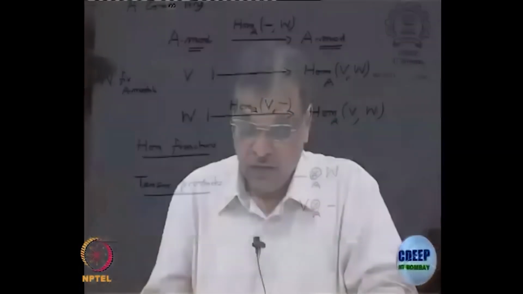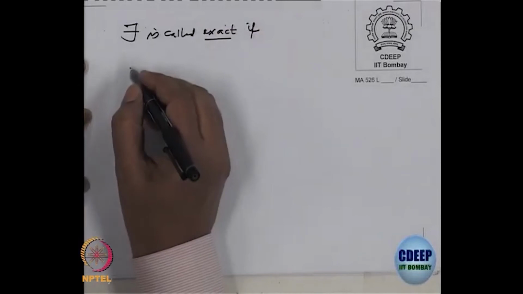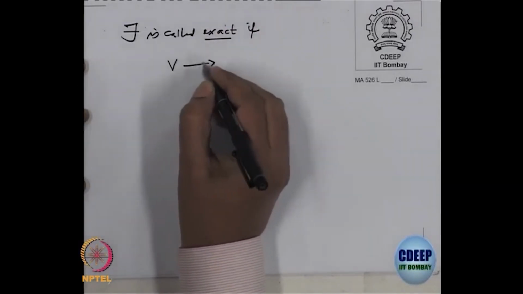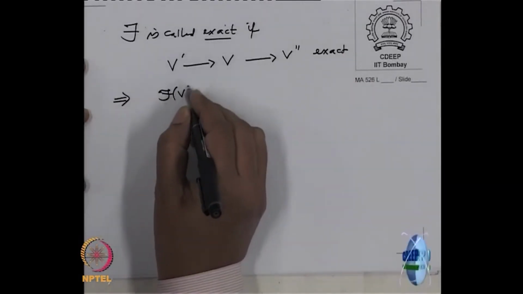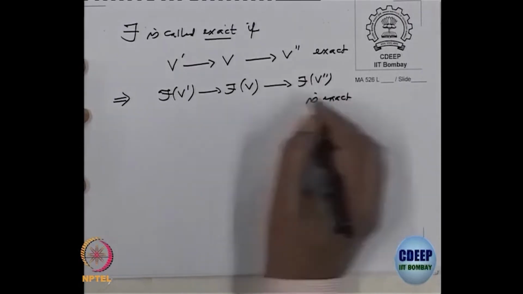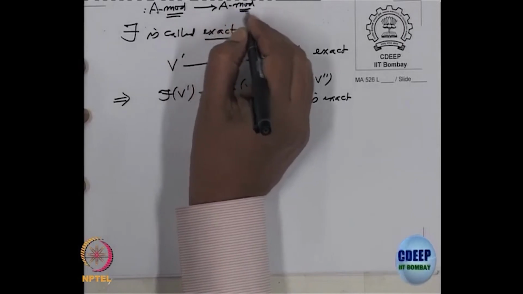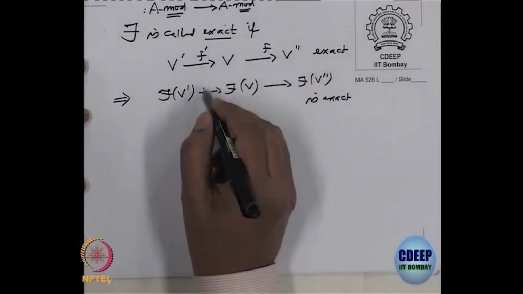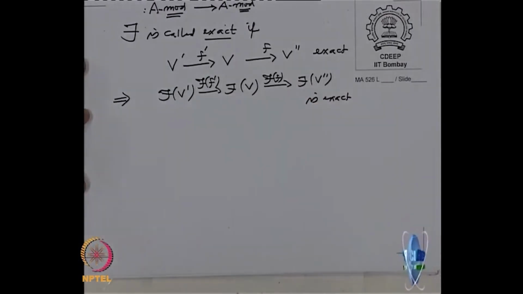Okay, now with this you have also noted: when do you say a functor is exact? When it carries exact sequences to exact sequences. So, F is called exact if whenever you have an exact sequence V' to V to V'' is exact, that should imply F(V') to F(V) to F(V'') is exact. And I am saying this F is, in our situation, from A-mod to A-mod, the category of A modules. Namely, this is F of f', this is F of f. So, that is it.